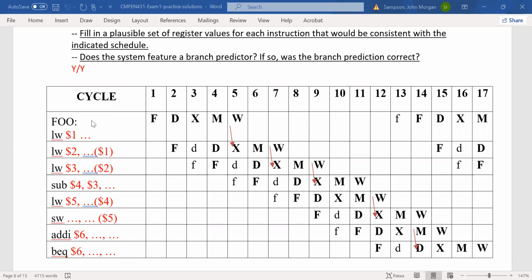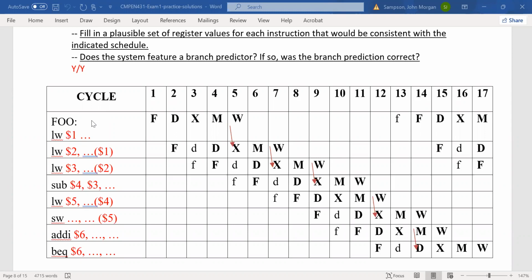Okay, so again, let's go over the basics. The earliest that I need any operand, what instruction has the earliest need for an operand? What class of instructions needs an operand earliest?